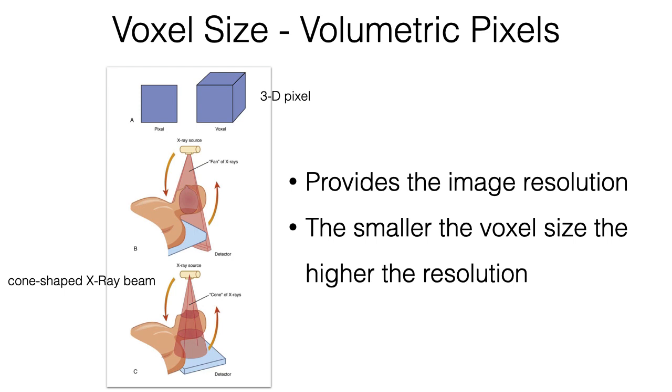Just showing again in this diagram here, the difference between a cone beam, where there's that cone shape because the X-ray source is rotating as the machine is working to capture the image, and then the image on the top, it's not rotating. It's sort of a fan of X-rays instead of a cone of X-rays. So that's the difference during the acquisition of the image.